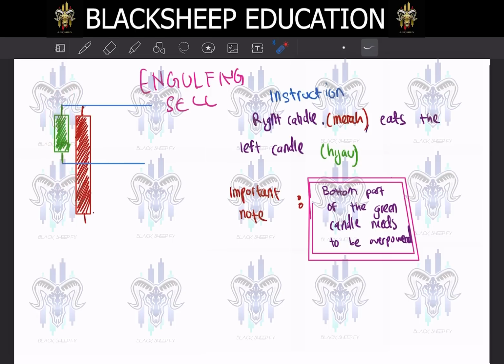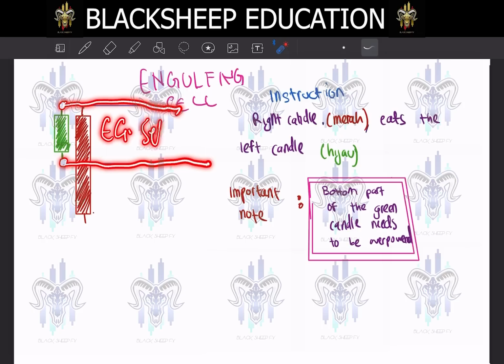Okay? The important part is that the bottom part of the green candle needs to be overpowered by the red candle, meaning if it's a seller's engulfing or engulfing sell, the body of the red candle has to overpower the lowest point. So then we just take the lowest point of this candle till the highest point of this candle and mark that zone. So this is an engulfing sell zone, but potentially we could look for a sell.